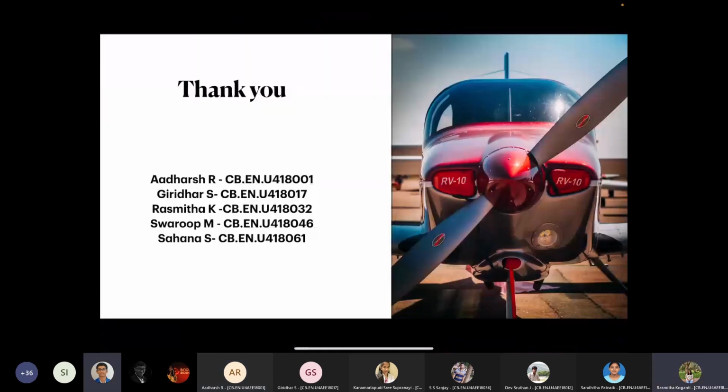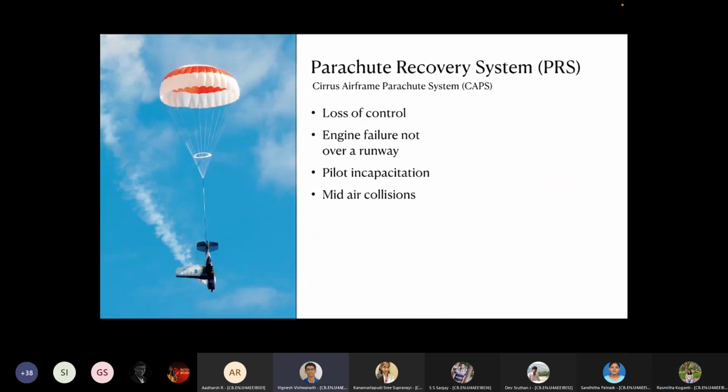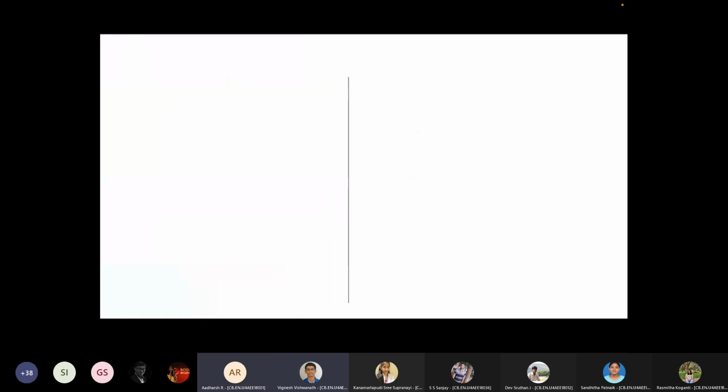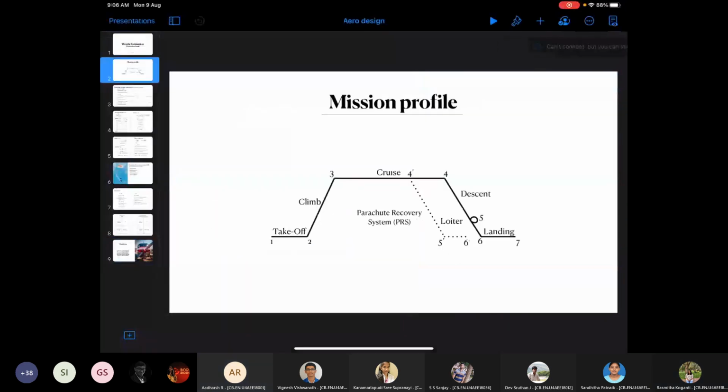I have a question. In parachute recovery, why is the final takeoff weight less? Yeah, it's because of the parachute recovery. Can you just go to the mission profile? Yes, one second. So in the parachute recovery system, if you see, after cruising a range of around 800 kilometers, there is no phase of loiter and landing. So that weight fraction is not here, and hence our takeoff weight is coming out less. There's no fuel consumed on the loiter or the landing, so that is accounted for. Okay, that is the reason why. Agreed.